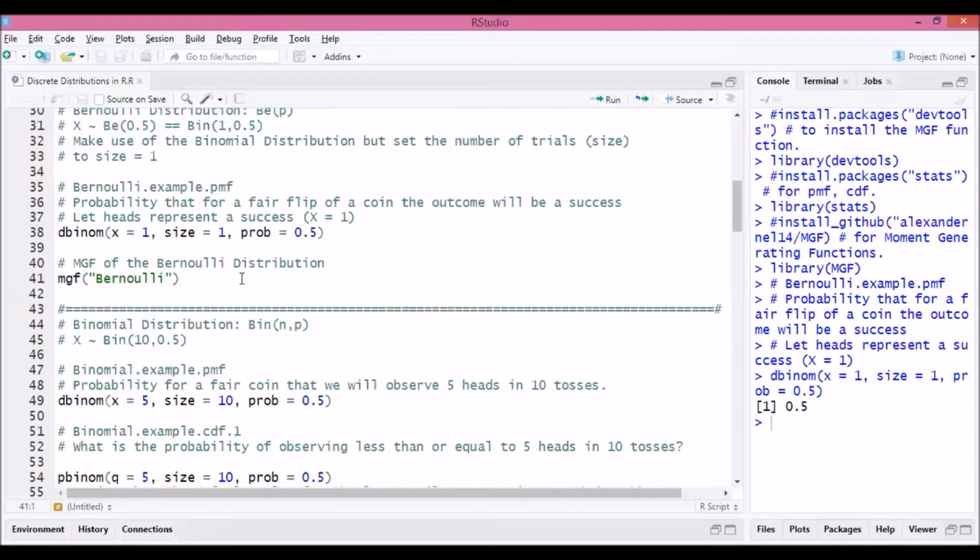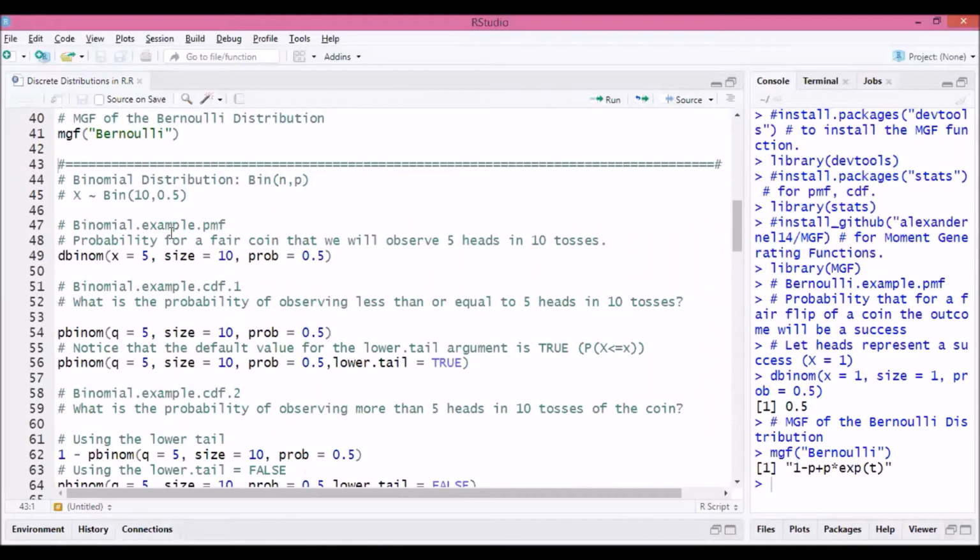What's the moment generating function for a Bernoulli distributed random variable? Well, we use the MGF function from the moment generating function package. And we see that it is 1 minus p plus p times e to the t. This is the exponent, the number e. So it's e to the t.